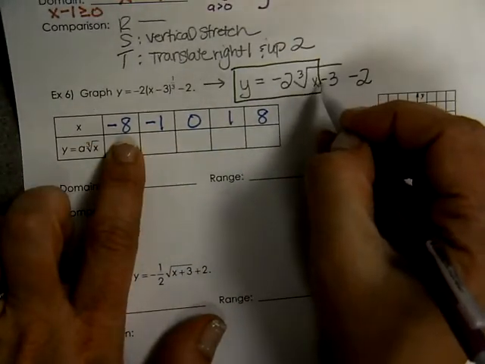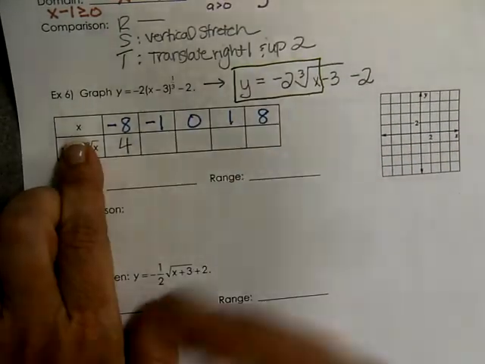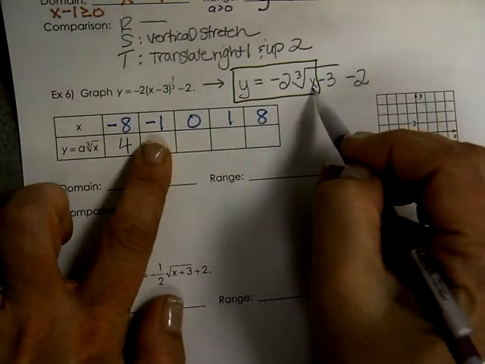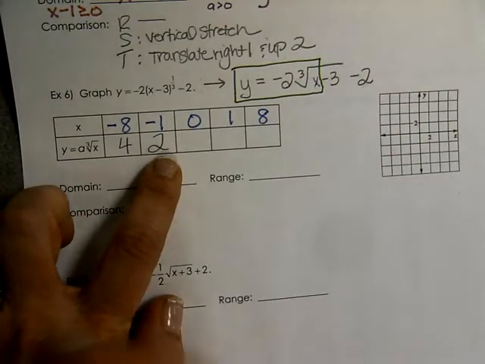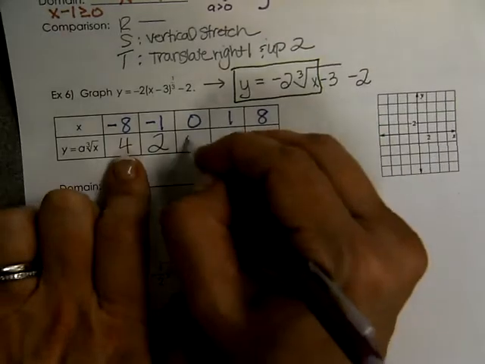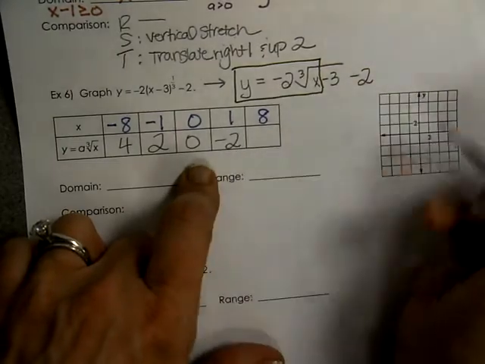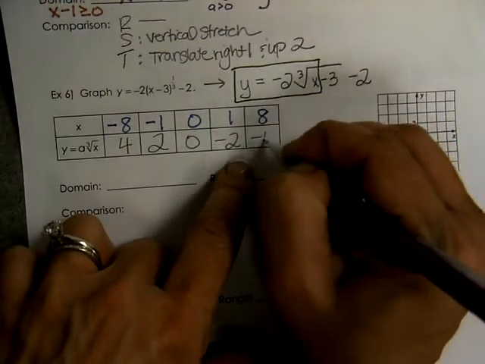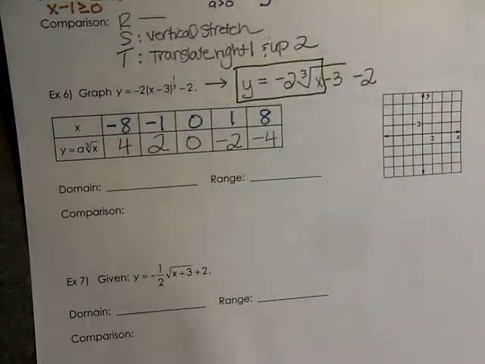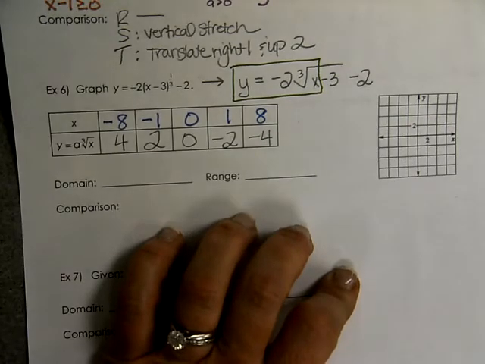So if I put negative 8 in, the cube root of negative 8 is negative 2, times negative 2 is positive 4. The cube root of negative 1 is negative 1, times negative 2 is positive 2. The cube root of 0 is 0, times negative 2 is 0. The cube root of 1 is 1, times negative 2, which is negative 2. The cube root of 8 is 2, times negative 2 is negative 4. That's how easy the table should be to fill in, you guys, all right? So you should really have those cube roots down pat, and it makes it really easy.